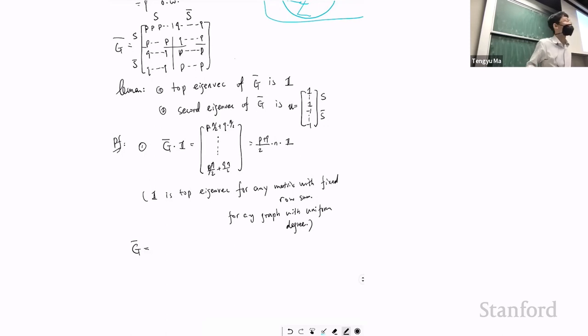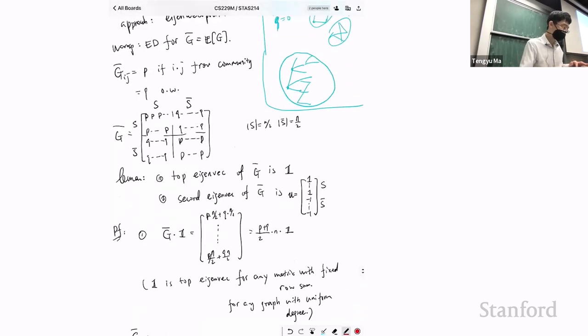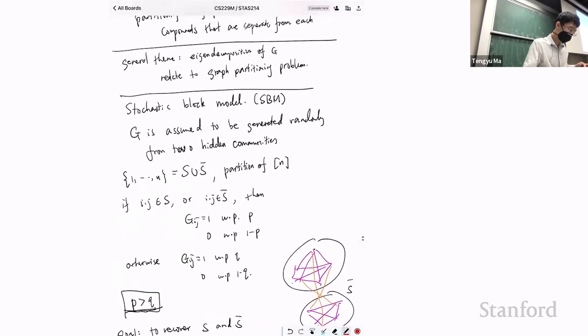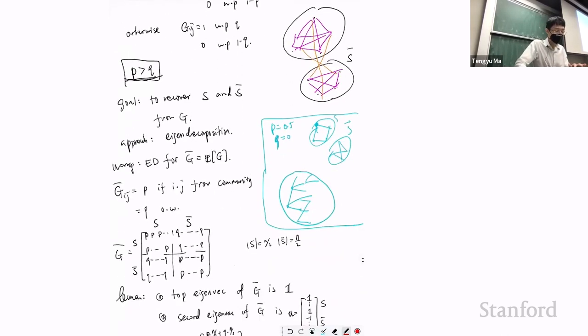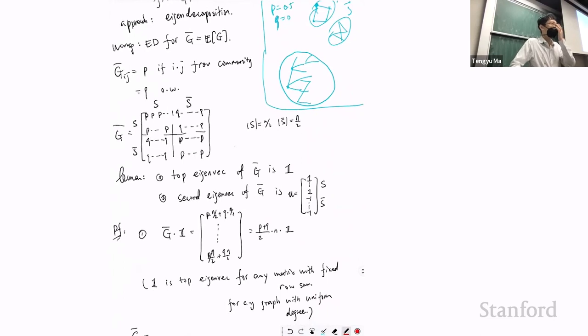Which one were you talking about? Sorry. Oh, sure. Yeah, the cardinality of S is n over 2. Oh, I guess, sorry, I didn't assume that. My bad. I didn't assume that this is an equal partition. I should assume that, also for simplicity. Assume S is n over 2, S bar is n over 2.